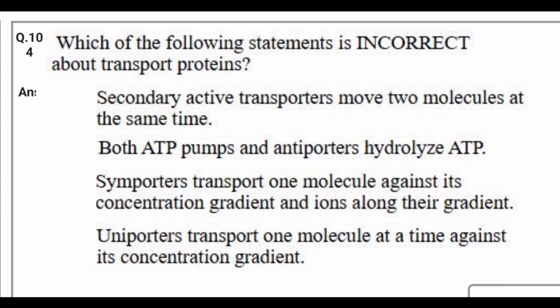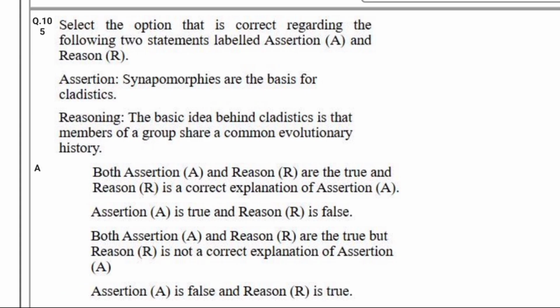Which of the following statements is incorrect about transport of proteins? Options are: secondary active transporters move two molecules at the same time. Both ATP pumps and antiporters hydrolyze ATP. Symporters transport one molecule against its concentration gradient and ions along their gradient. Uniporters transport one molecule at a time against its concentration gradient. For this, the correct answer is both ATP pumps and antiporters hydrolyze ATP. So let's see the next question.